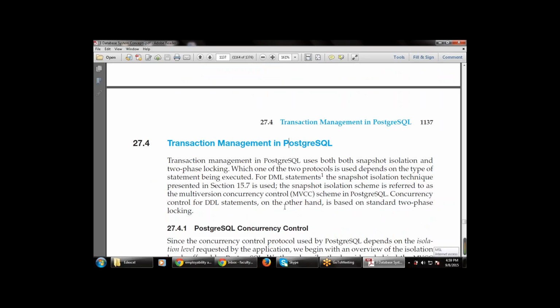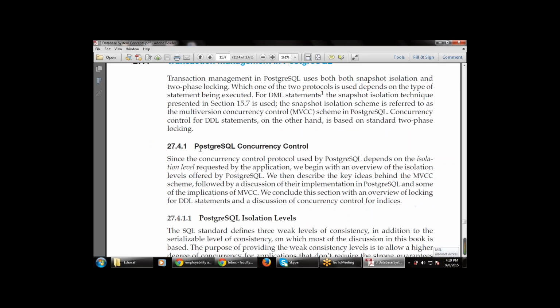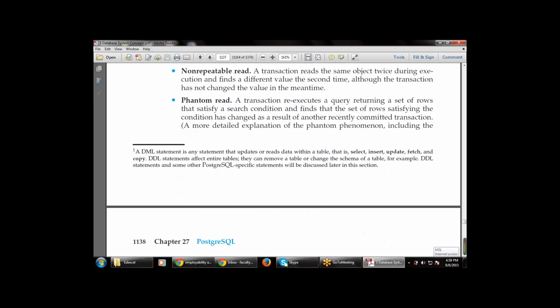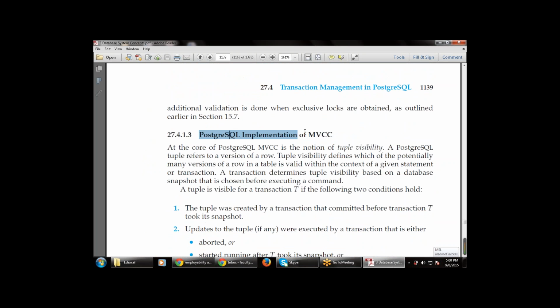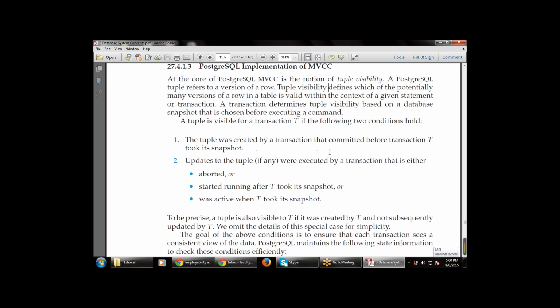For the DML statements, snapshot isolation is presented in section 15.7, which we have already covered. That is how to maintain the snapshot isolation technique, available with MVCC, which PostgreSQL uses. And the concurrency control for DDL statements, on the other hand, is based on the standard two-phase locking protocol. This is the Postgres concurrency control and PostgreSQL isolation levels. Next, PostgreSQL's implementation of MVCC is also used for the database administrator.